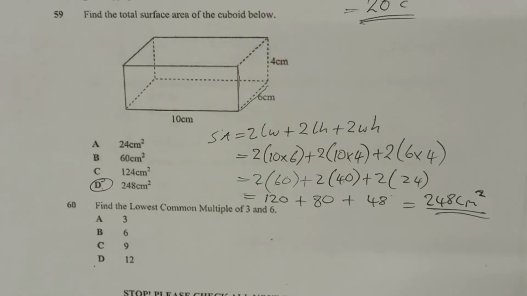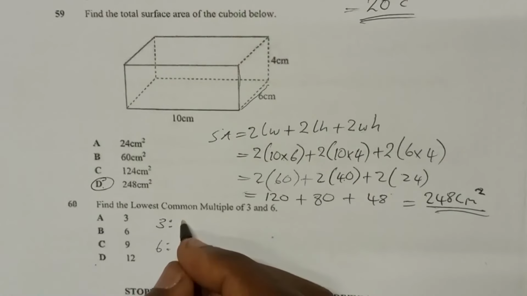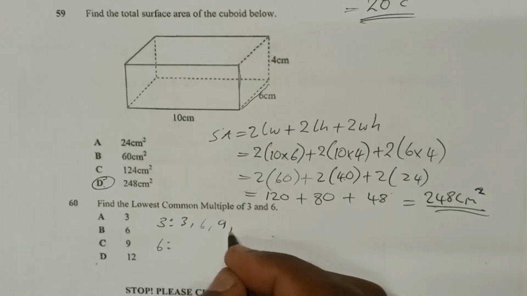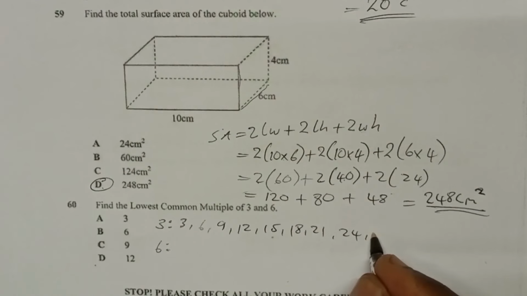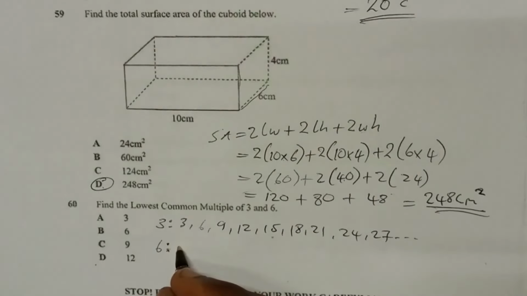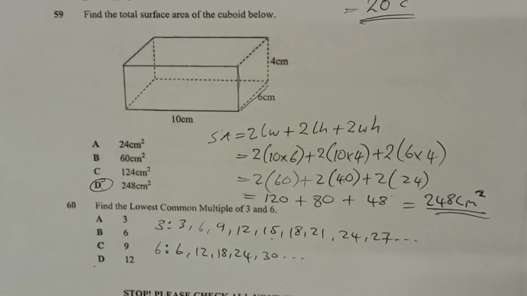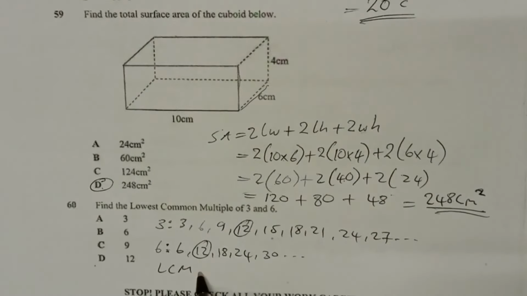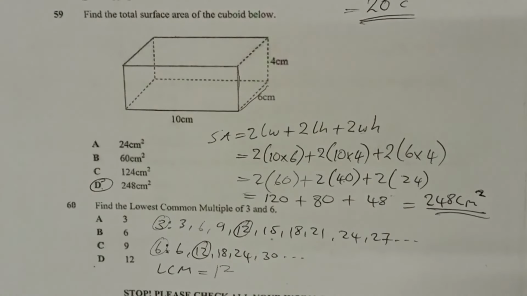Finally, the last question is find the lowest common multiple of 3 and 6. So to get the lowest common multiple, we say 3 there and we put 6 there. Multiples of 3 are 3, 6, 9, 12, 15, 18, 21, 24, 27, it goes on. Multiples of 6 are 6, 12, 18, 24, 30, and it goes on. So the LCM there is 12, the lowest number which is a multiple of both 3 and 6. So the lowest common multiple is 12, and 12 was D.